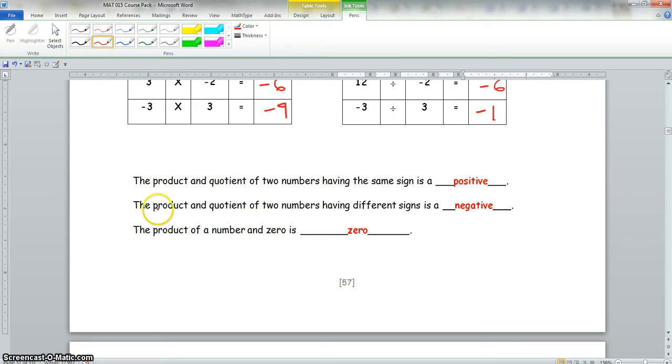Now when we say product, we know product means multiplication. Product means multiply. Quotient means divide. So when it says product, that means when we multiply and get our answer, and quotient, that means we divide and get our answer. So that's what those two terms mean.